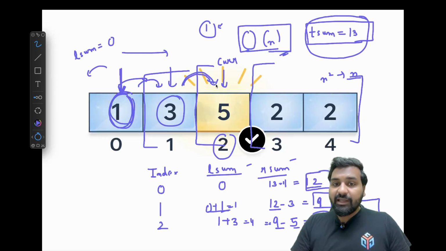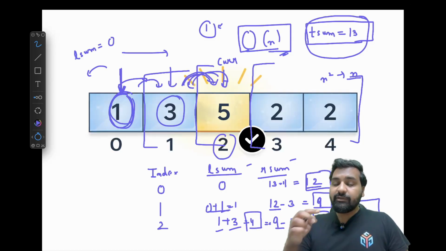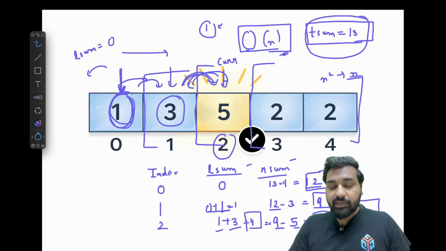Now on the left side, what we have done is, we have just added this 3, because we just came from 3, right? We will keep adding the elements from where we are going forward, because if we add 3 to 1, this is already the left sum of 5. So that is what I did, 1 plus 3, which is equal to 4. So 4 equal to 4, and that is our approach, and we got our equilibrium index, right?